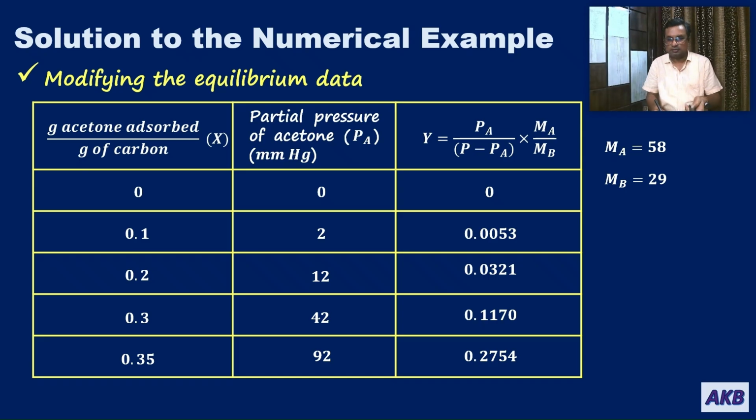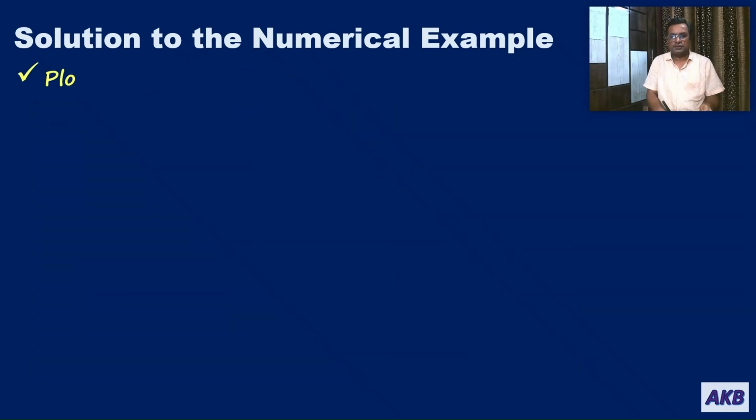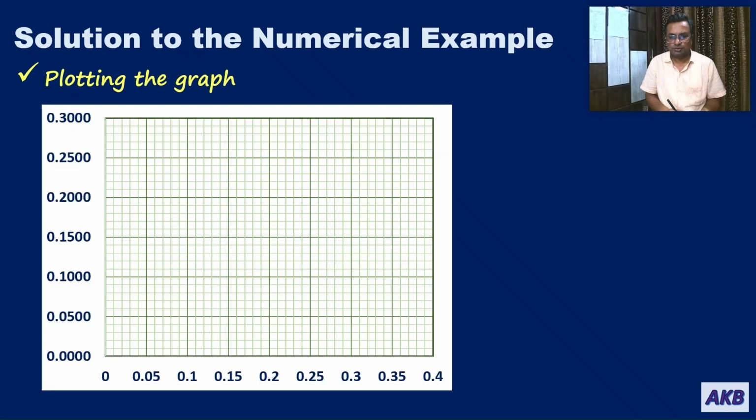Let us move ahead. Okay, so now we will be plotting the graph. I have chosen the same scale on both the axes. On the x-axis, I will be plotting capital X, and on the y-axis, I will be plotting capital Y. If we plot the equilibrium X-Y values, we will get a curve like this. This curve is nothing but the equilibrium curve.